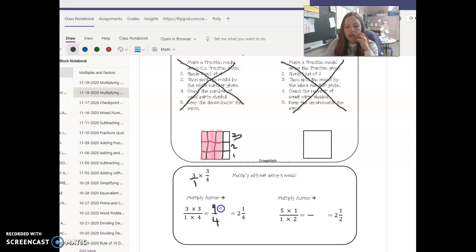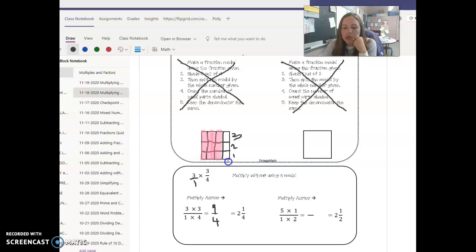Well, we know that when our numerator is bigger than our denominator, that's an improper fraction, and we shouldn't leave it that way. We need to turn it into a mixed number. So here it already tells us that 9/4 is the same as 2 1/4. So how did we get that?